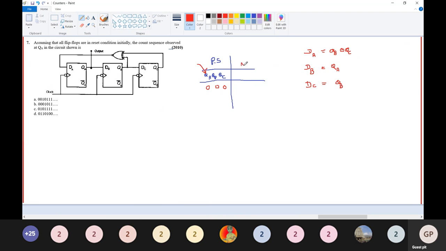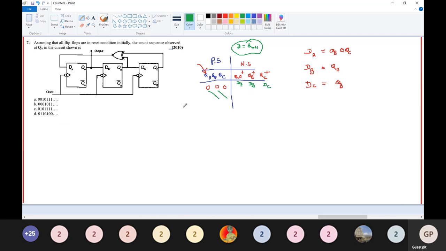So this is your next state: QA plus, QB plus, QC plus, which is also the same as DA, DB, and DC. Since D equal to Q next, based on the concept, D is equal to Q(n+1), which is your characteristic equation. Starting with 0, 0, 0, DB and DC are nothing but QA and QB, that means these two come to the next bit, second and third.